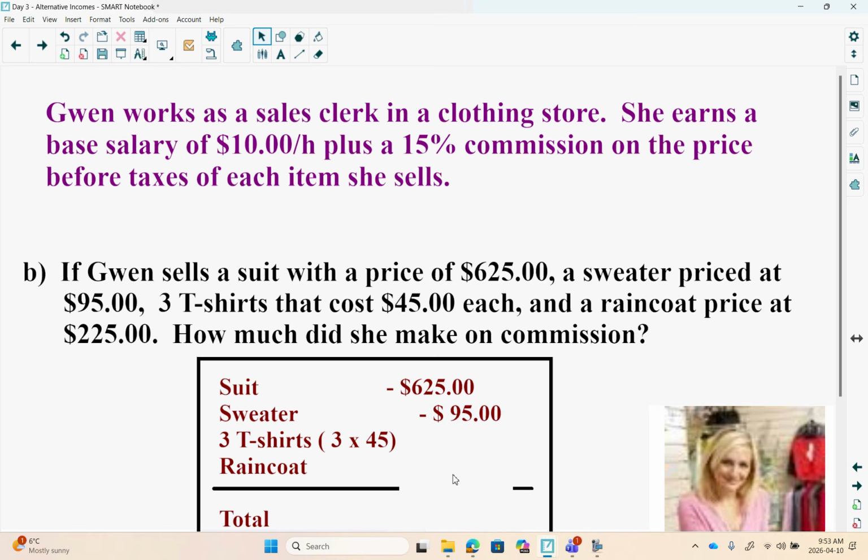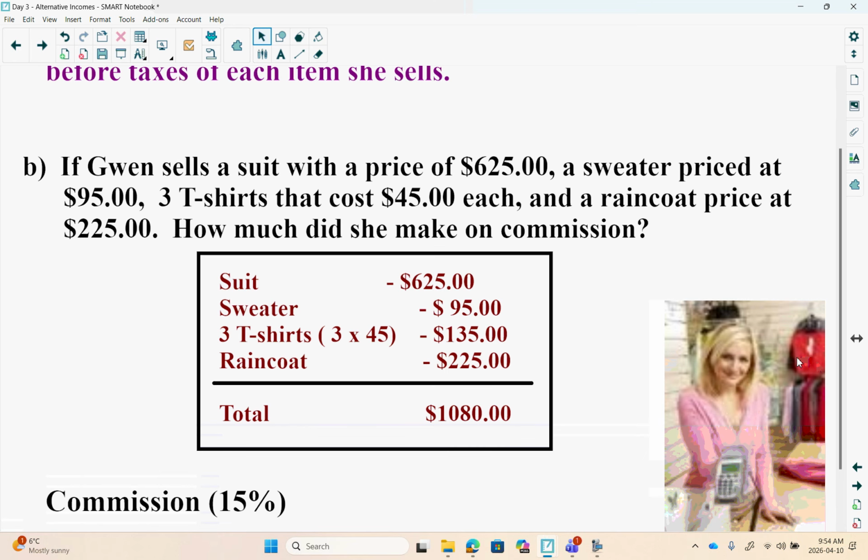What would 3 shirts at $45 each be? What's 3 times 45? 135. Nice job. Okay? And the raincoat worth $225. What's her total? If you add those all up, you get $1,080. Now, she doesn't get to keep $1,080, but she does get to keep 15% of that.